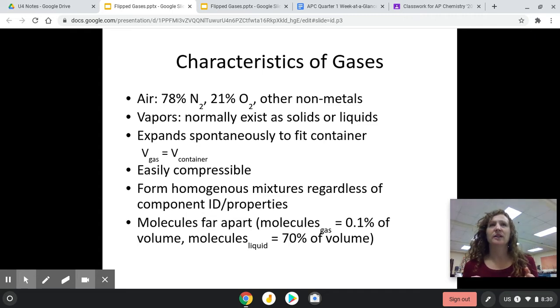And so their interactions with each other don't really determine a whole lot. Not like solutions. If you're looking at a solution in a container, the molecules in that liquid actually take up about 70% of the volume. So about 30% of the volume that you look at is actually going to be space. 70% of it are the molecules themselves. And so those molecules in a liquid are much closer together, and their interactions with each other matter.